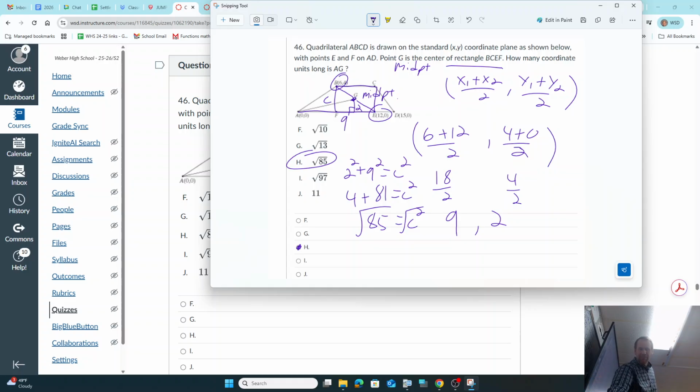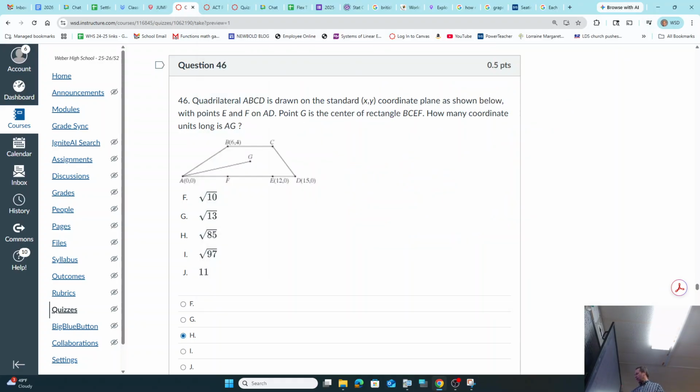Booyah! You know this. So the hardest part was the midpoint, realizing G was a midpoint. Because then 0, 0 is where you start, you make the right triangle. Yeah, that was a tough one, guys. Try the next one on your own. So that one is H.